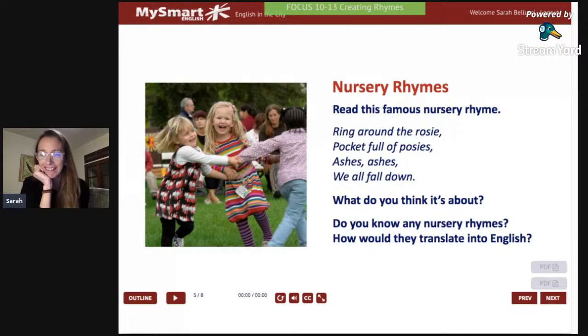Oh, good. Well done, Giacomo. Baa, baa, black sheep, have you any wool? Yes, sir. Yes, sir. Three bags full. Do you know what comes next? One for the master, one for the dame, and one for the little boy who lives down the lane.